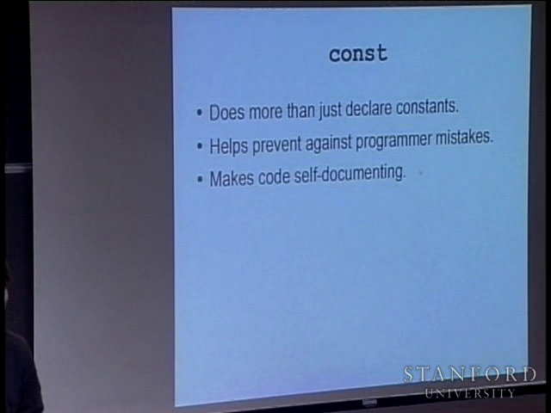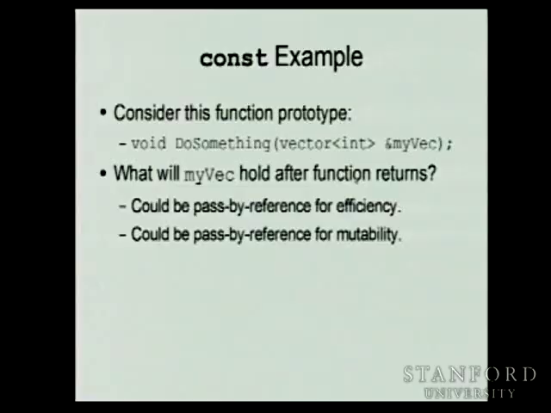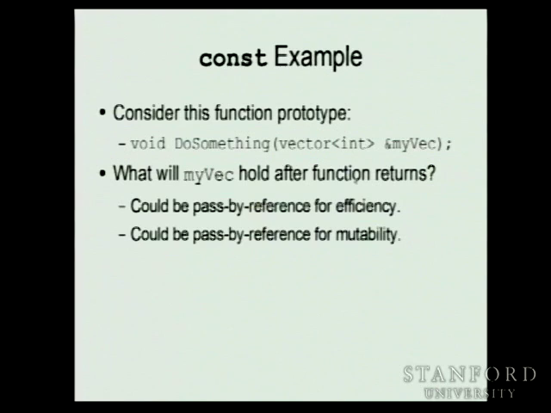Let me give you an example. See this function prototype? Void do something takes a vector by reference. So I pass my vector into this function, and the question is, what's it going to hold when it comes back? Could be the same, could be completely empty, could be 137 copies of the number 137. You just don't know. Because in this class, we've shown you that pass by reference can be either for efficiency reasons, because it's not fast enough, or it can also be because you just want to actually change the thing. And it's difficult to see what this function does because you have no idea which of those two it is.